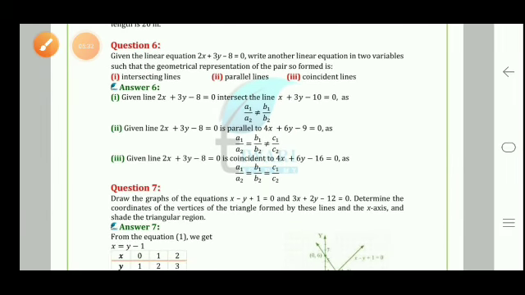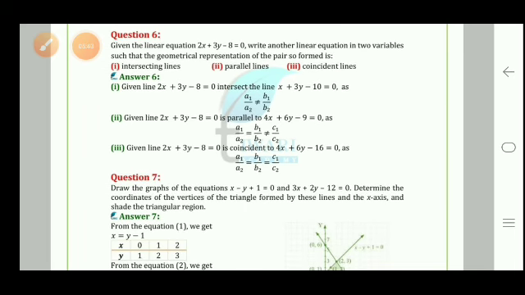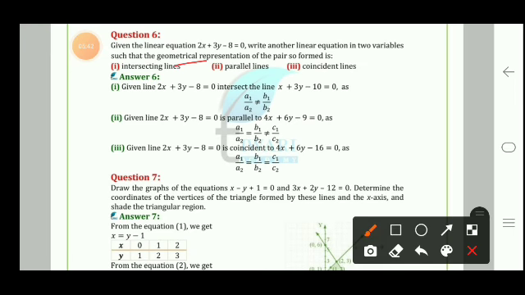Given the linear equation 2x plus 3y minus 8 is equal to 0, write another linear equation in two variables such that the geometrical representation of the pair so formed is intersecting lines, parallel lines, or coincident lines. So 2x plus 3y minus 8 is equal to 0. The condition we know is a1 upon a2 is not equal to b1 upon b2. So we can write here x minus 3y minus 10 is equal to 0, or any other equation satisfying this condition, that is a1 upon a2 is not equal to b1 upon b2.